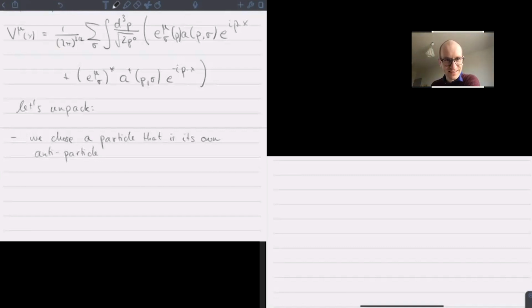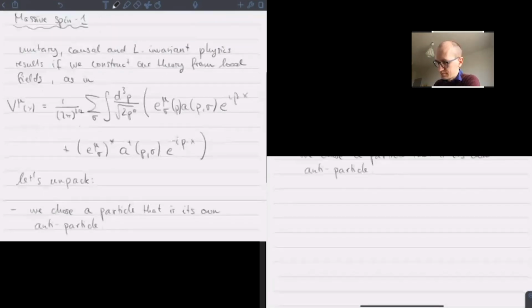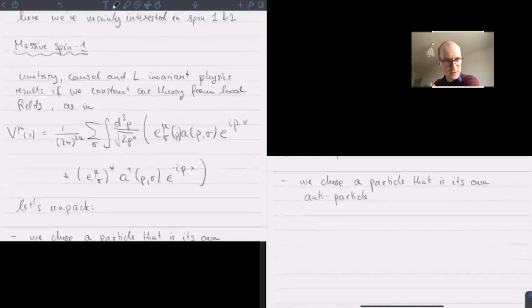Yeah. So you said that unitarity, causality, and Lorentz invariant physics result if we choose local fields. I mean, I understand we choose local fields in quantum field theory, but I didn't quite understand how all of this simply follows from a local field.